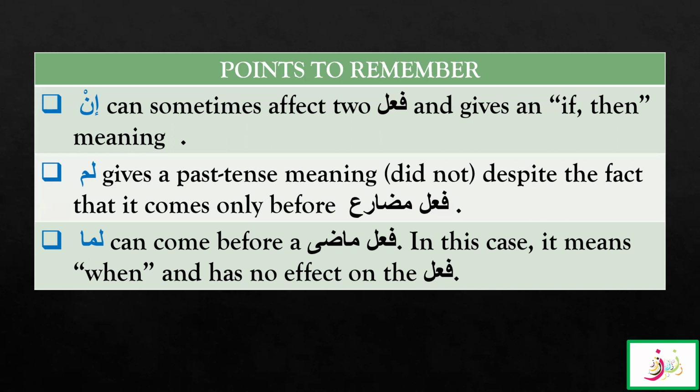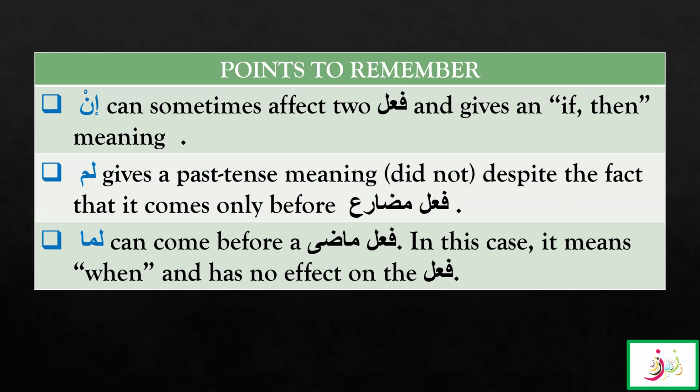Then we have lamma, and lamma can come before a fi'l madi. It can come with fi'l mudari and fi'l madi, but when it comes with a fi'l madi, in this case it means "when" and has no effect on the fi'l, meaning the fi'l will not change its form. It will remain in the state of Dhamma, or it will have a noon, and we are not going to apply those rules of making the fi'l mudari majzoom for a fi'l madi if it is preceded by lamma.